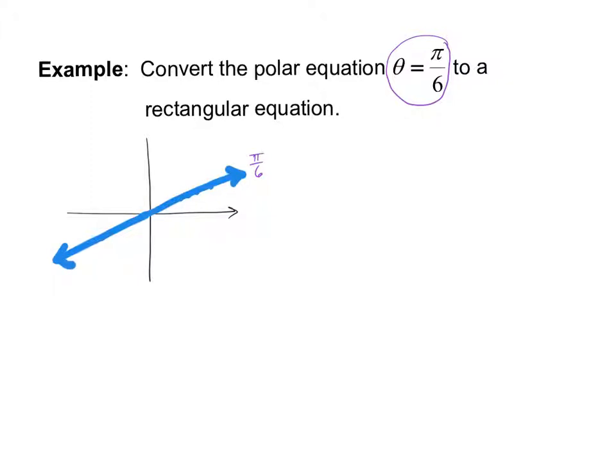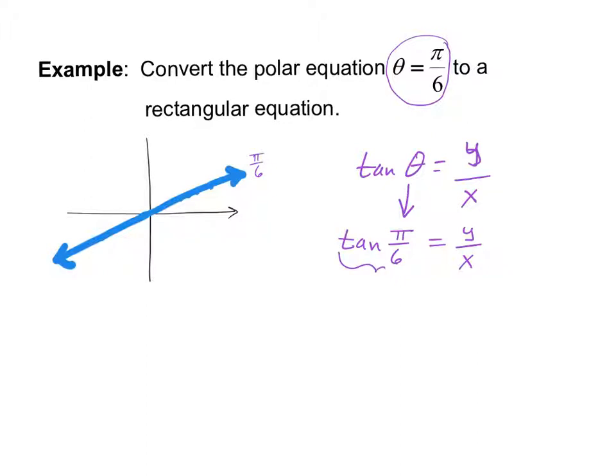So what does that look like in terms of the x and y coordinate system? Well, I know that the tangent of theta equals y over x. All right, now I've already figured out that my angle is pi over 6. So that means the tangent of pi over 6 is equal to y over x.